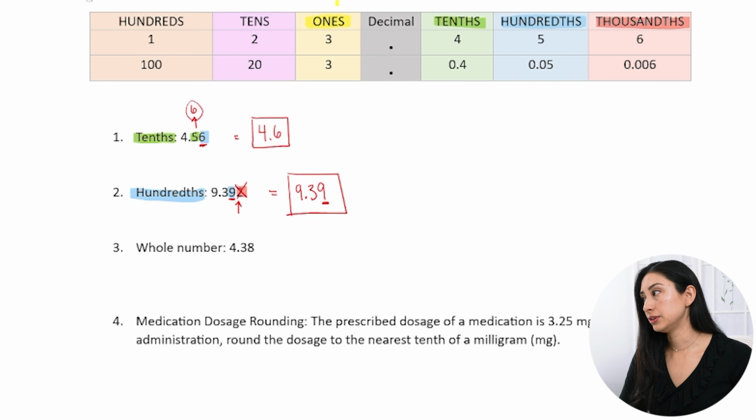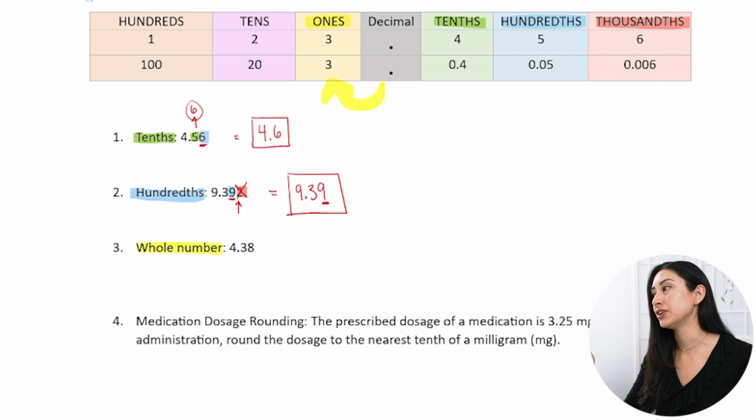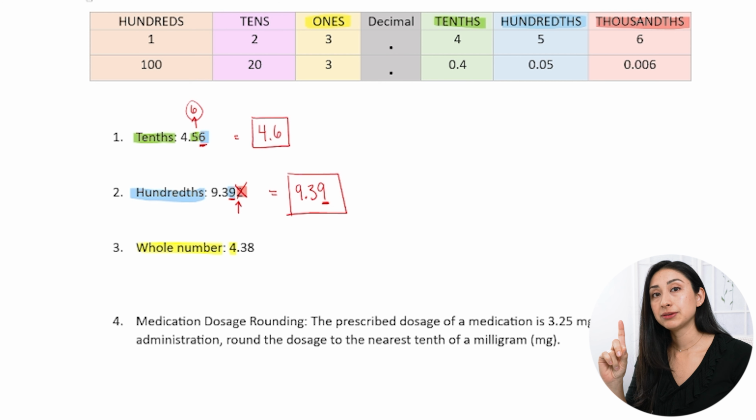So looking at this number, 4.38, which number is in my ones place? Well, my ones is one place to the left of the decimal point. So which number here is one place to the left of the decimal point? The 4. So my 4 is one place to the left of the decimal point. That is my whole number that I'm going to round to. It's in my ones place, like we said. We did step 1. We figured out which value we're rounding to, based off the place value chart.